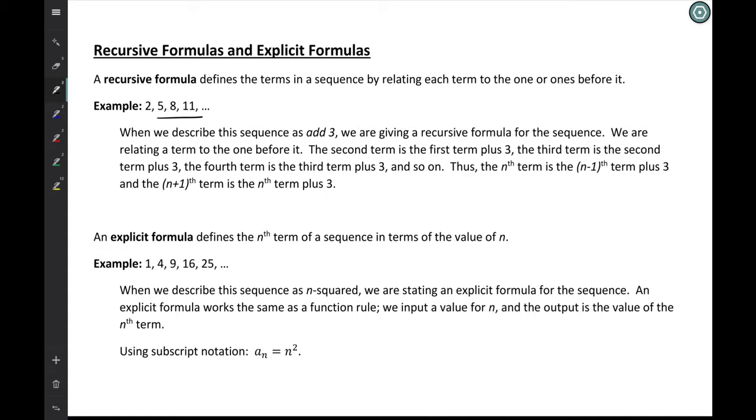So written out with notation, you would say a sub n is equal to a sub n minus 1 plus 3. And this gives us a definition here. One thing about recursive formulas is you have to give a starting place. So you have to give a sub 1 or a place to start. So we'd also have to say a sub 1 is equal to 2. If you don't have both of those, the recursive doesn't work because you don't know where to start.